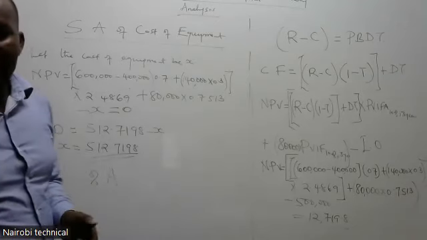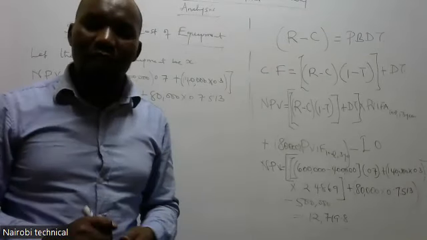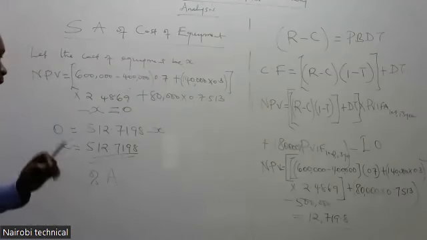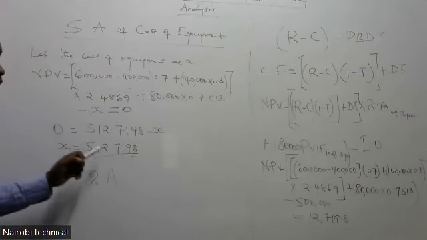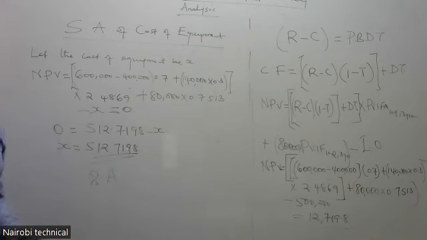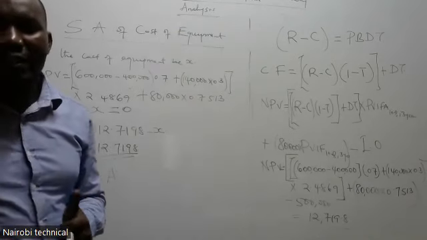Someone is asking where I got 512. Is there anybody who can see where I'm getting 512? In fact, it's not even 512. It is 512.7198. Is there anybody who can see where I got it?